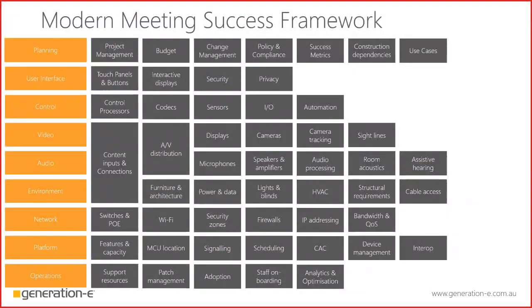So this is the modern meeting success framework. We've divided it into a number of streams, from planning through to a number of room aspects and down to network, platform and operations. We often summarize the room elements in one larger category of room, but these elements in that room stream are all different aspects of the audio visual or environmental conditions of that room. So there's quite a lot to think about in that itself.